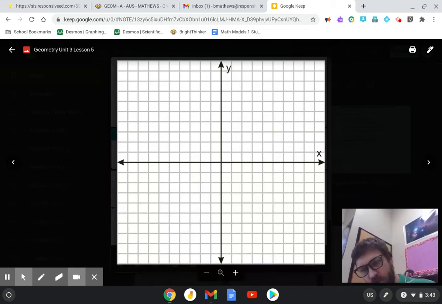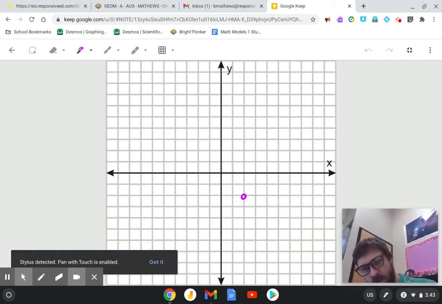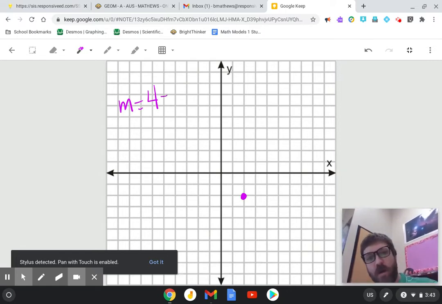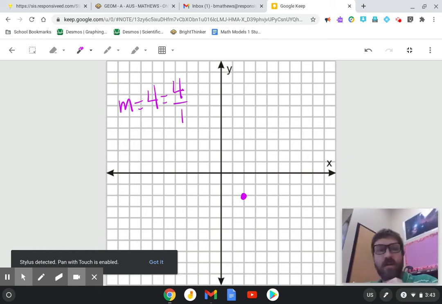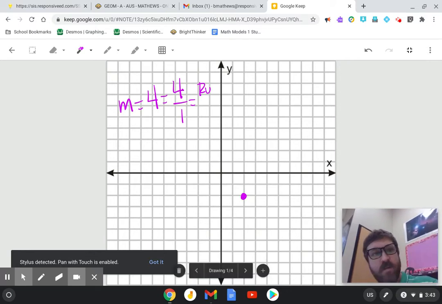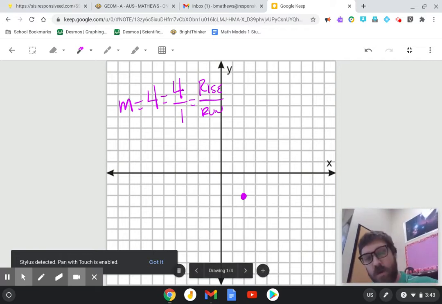Let's say this is my line, and they say I have a slope of 4. Well, you might be thinking, well, 4 doesn't have a rise and a run. It just has one number. So what do I do about that? Well, you need to remember that all whole numbers can be rewritten as a fraction over 1. So then we are saying that my rise is 4 and my run is 1. And it's positive, so it's going to go up 4.